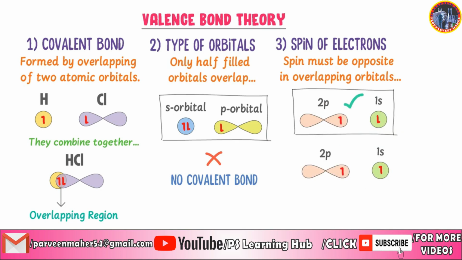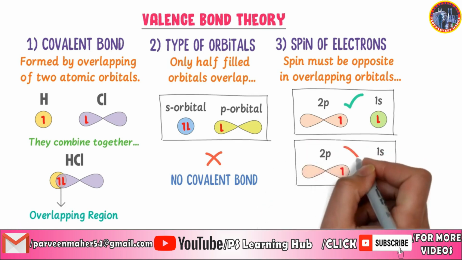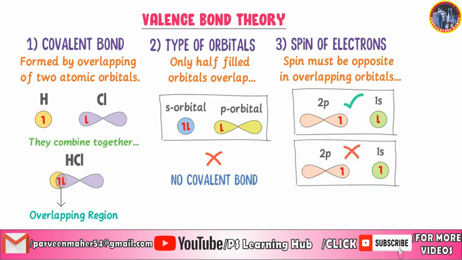In this case, the spin of electrons in either orbital is upward. They will not overlap together because they have the same spin. Thirdly, consider this case. In this case, one orbital is completely filled. We need both orbitals to be half filled, so they will not overlap together to form a covalent bond. Thus, VBT teaches us the spin of electron must be opposite in orbitals to overlap and form a covalent bond.